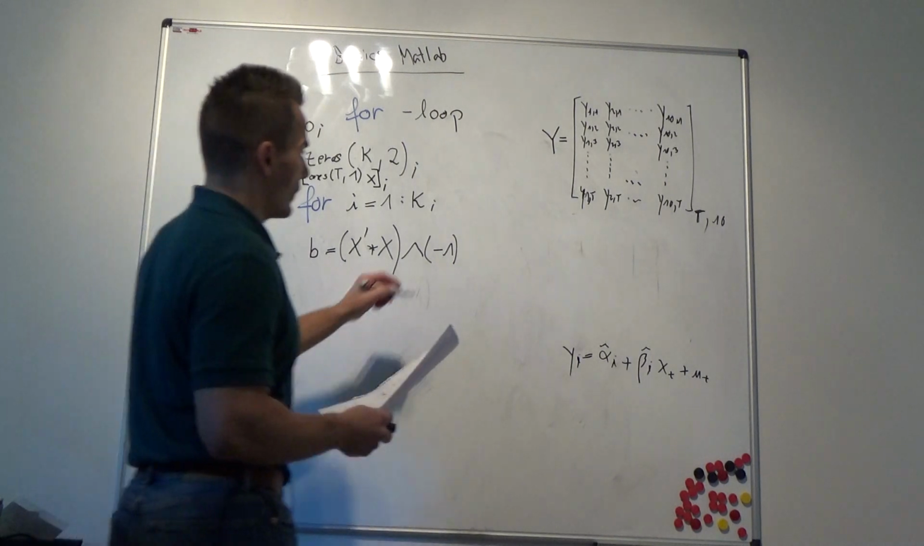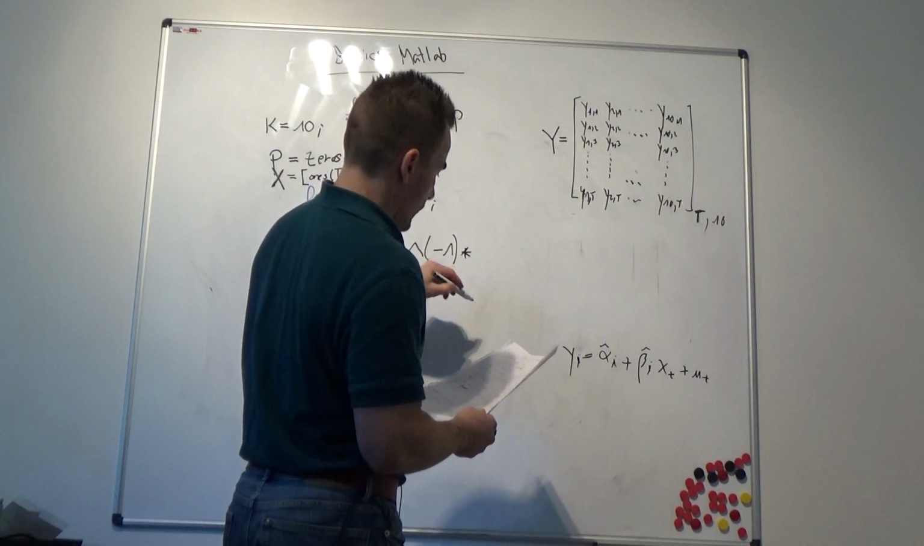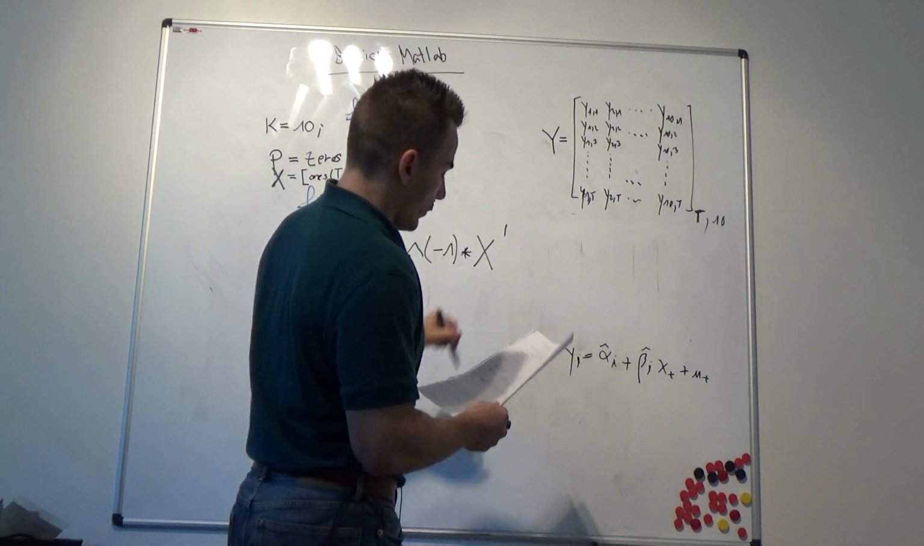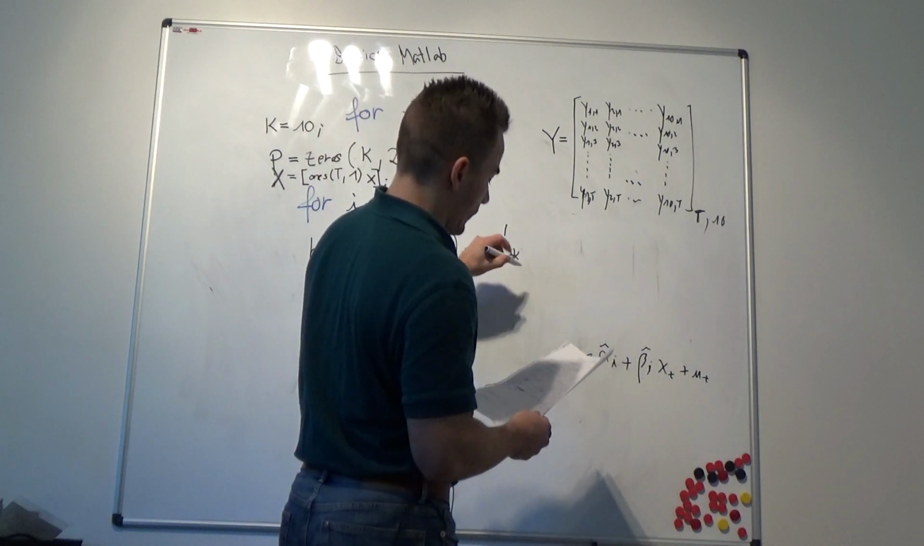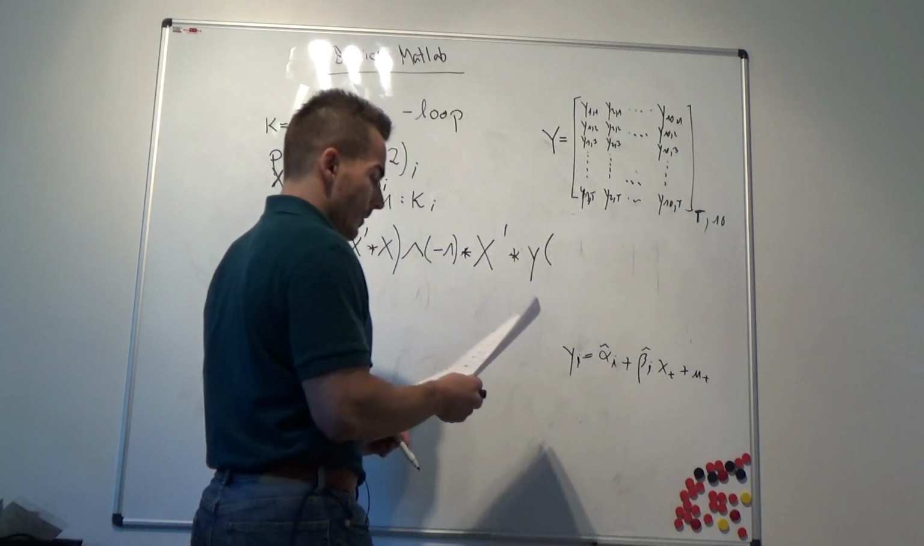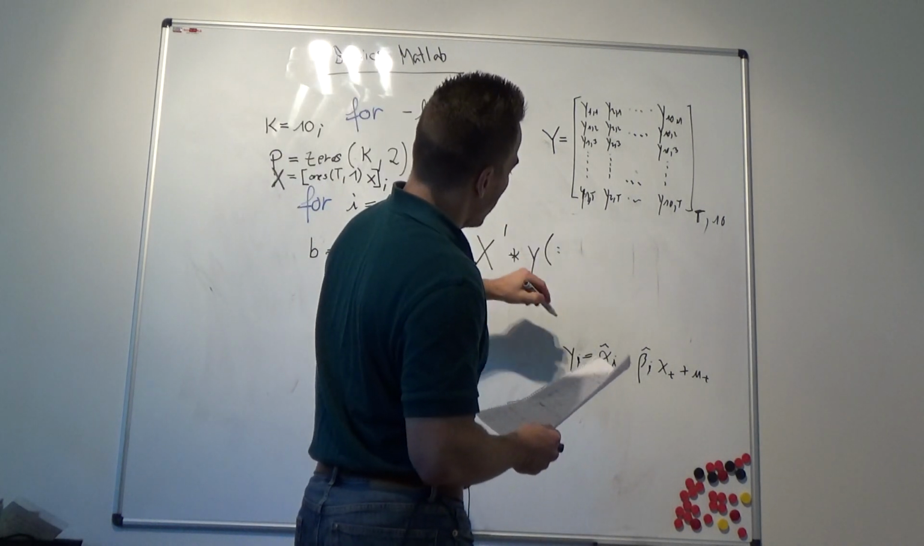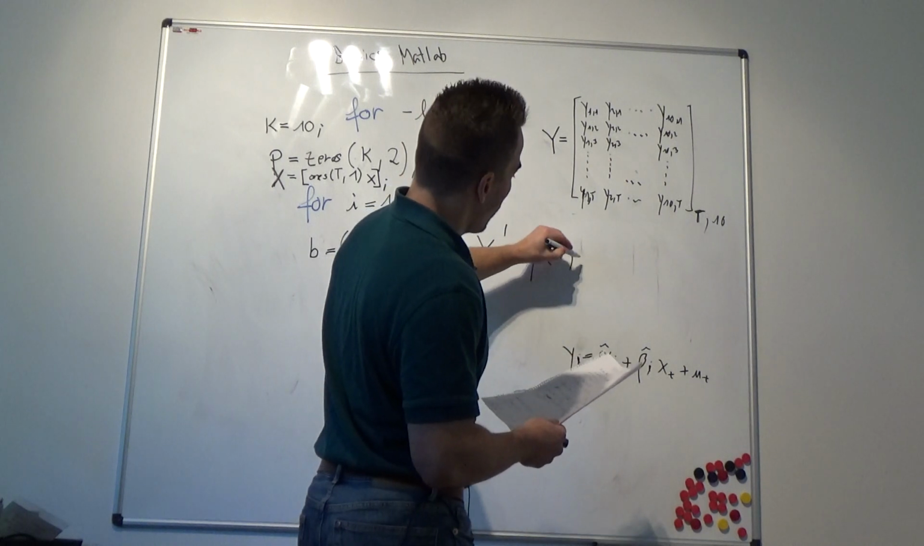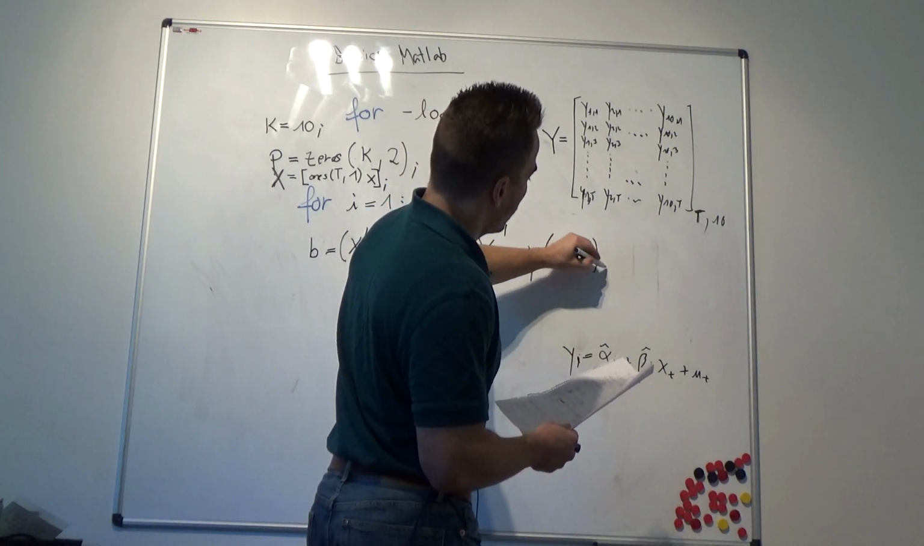To the power of -1, then again the star, X transposed, star, Y, and Y should be colon, double point, comma, I, colon.